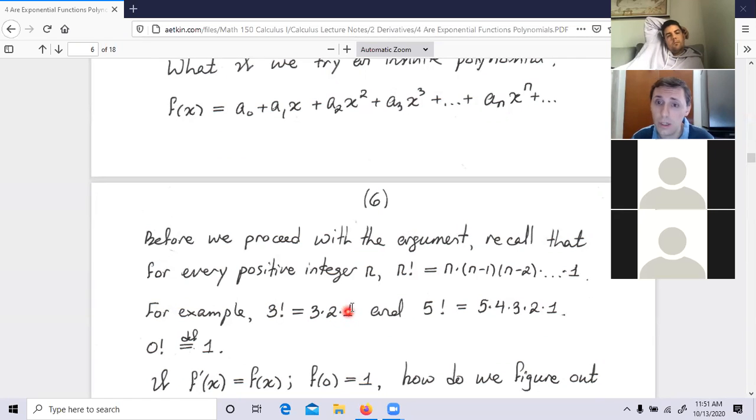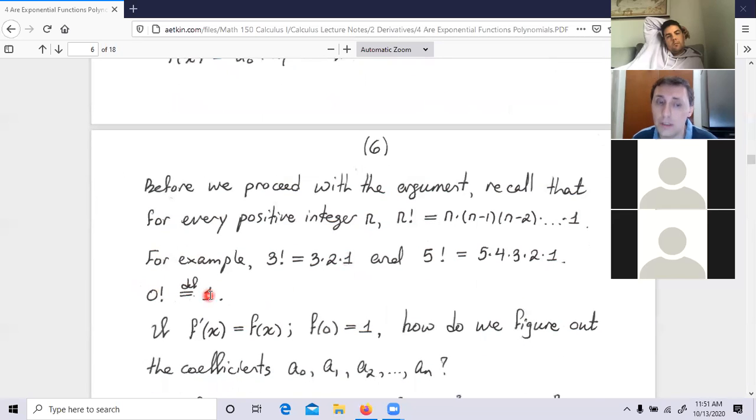You understand, right? By definition, 0 factorial is defined to be 1. There is a reason for that. If you're interested, we need to go to combinatorial analysis. I can give you a good reason, but you can take it at face value. 0 factorial is defined to be 1.